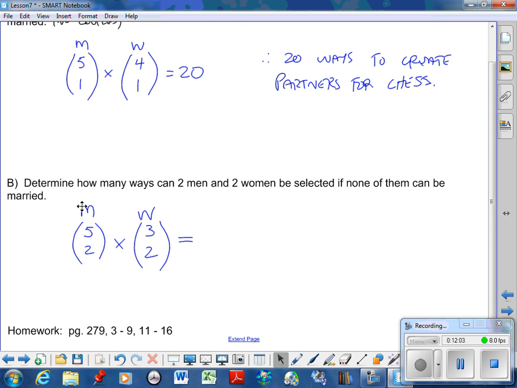So now you just have to punch that into the calculator. And we come up with a total of 30. So therefore, there are 30 different groupings.